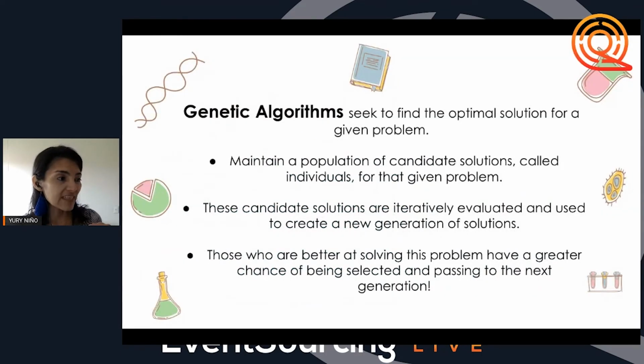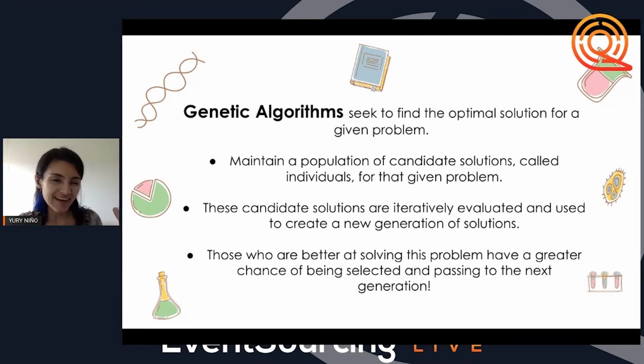Genetic algorithms seek to find the optimal solution for a given problem. The main idea of genetic algorithms is maintaining a population of candidate solutions, called individuals, for a given problem. These candidate solutions are iteratively evaluated and used to create a new generation of solutions. Those who are better at solving these problems have a greater chance of being selected and passing their qualities to the next generation of candidate solutions. This way, as generations go by, candidate solutions get better at solving the problem at hand.